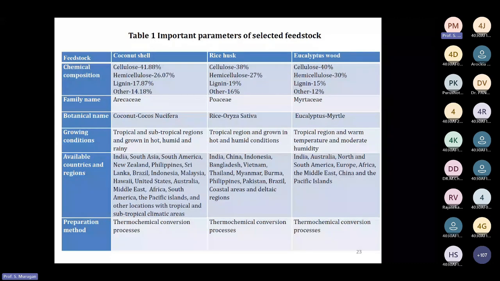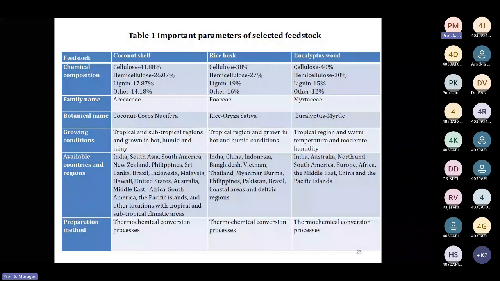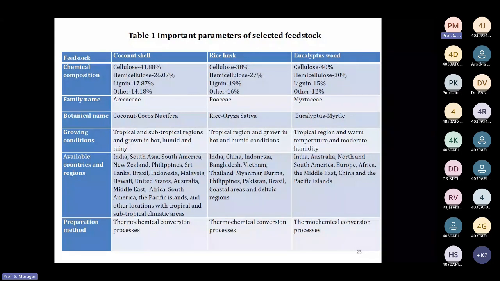Preparation, how we can prepare this activated carbon, that is given. Coconut shell you can get it through a thermochemical conversion process, normally pyrolysis. With that, you can get this activated carbon from coconut shell. Rice and eucalyptus wood can also be obtained using a thermochemical conversion process, generally pyrolysis. Some people have explored producing activated carbon using gasification also, but those literature are very less available.